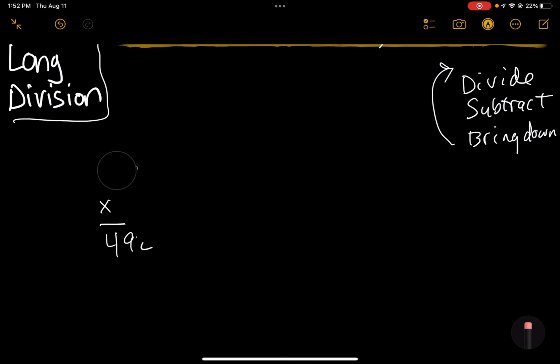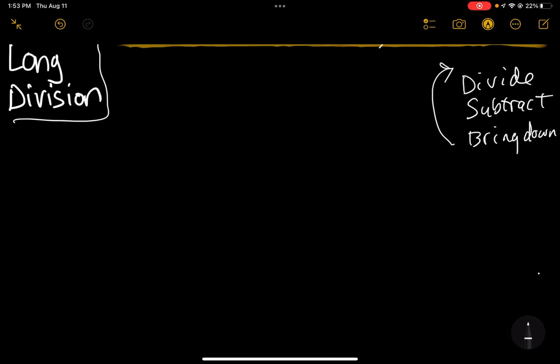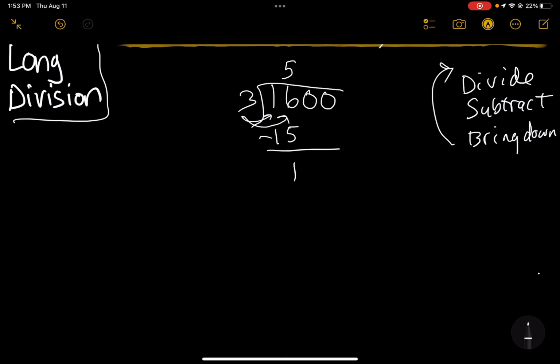Next one is not going to be so pretty. There's my warning. We're going to do 1600 divided by 3. It doesn't look that bad, but it's not going to be as nice as the other one. Okay, 3 does not go into this digit 1. How about 16 though? Yes. 5 3s will get me nice and close to 16. It leaves me with 1 left over.